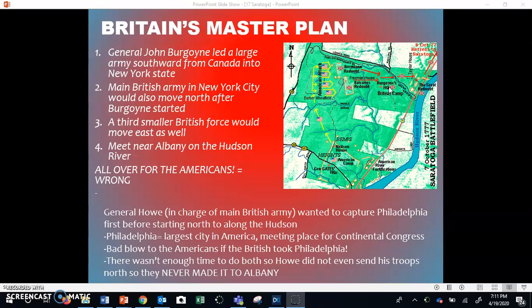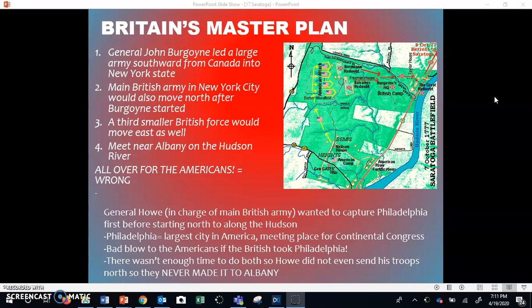So you have General Howe, who is in charge of that main British army. Remember, he's in New York City. Well, instead of following the directions and moving north to meet General John Burgoyne's troop, he decides it would be a fantastic idea to capture Philadelphia first. And then he would start north along the Hudson River to meet up with General John Burgoyne's army.